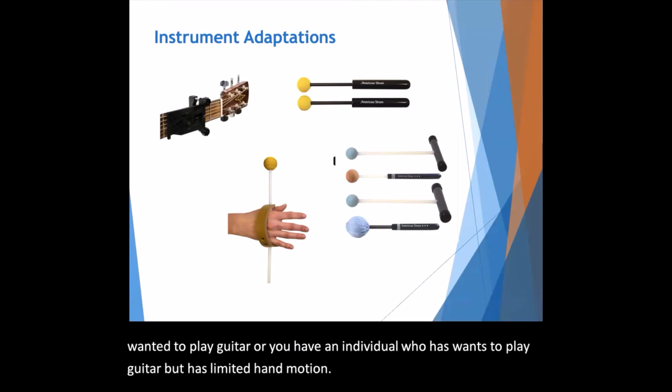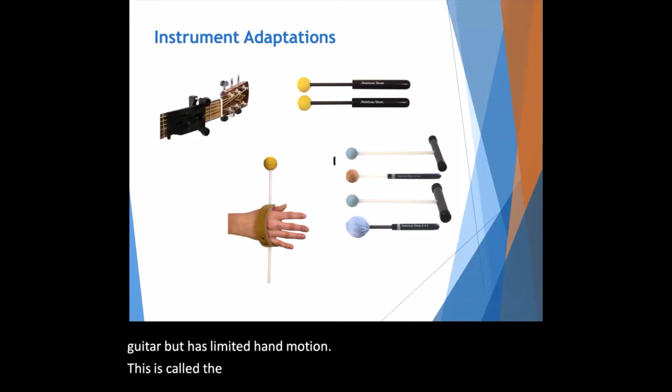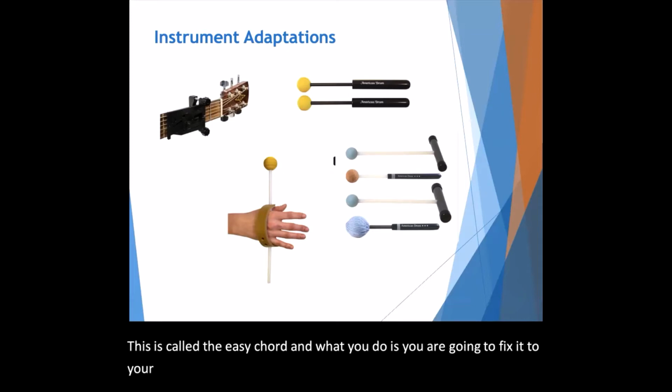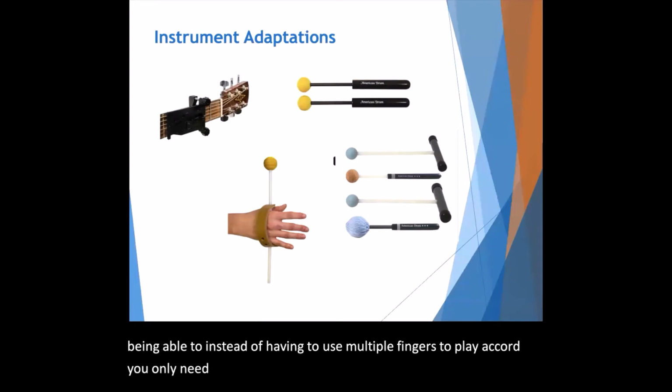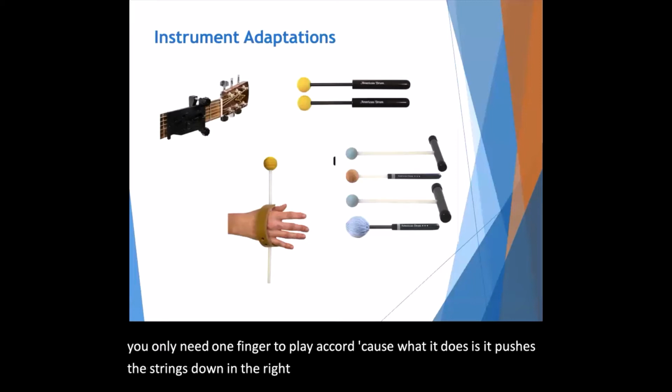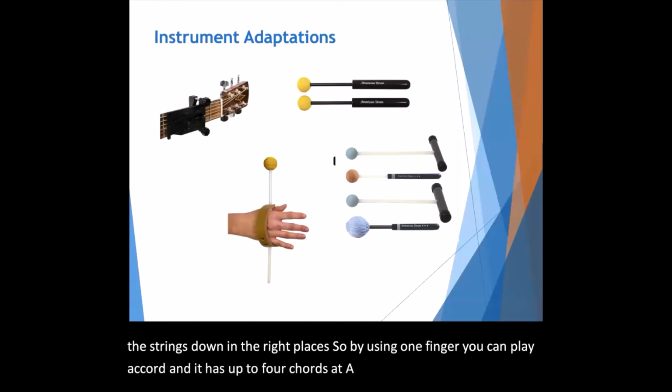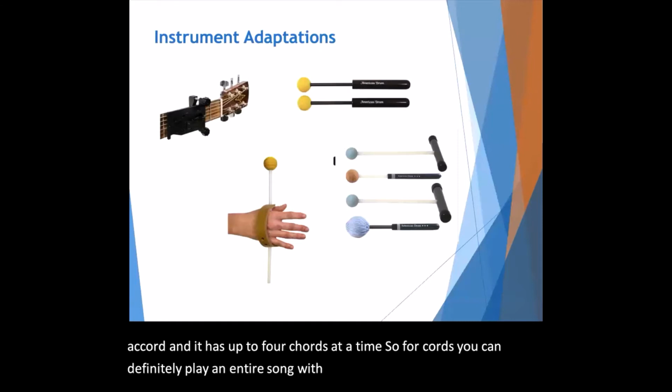This is called the EZ chord. What you do is you fix it to your guitar, and there's directions for that, of course. Then instead of having to use multiple fingers to play a chord, you only need one finger to play a chord, because what it does is it pushes the strings down in the right places. So by using one finger, you can play a chord, and it has up to 4 chords at a time. So 4 chords, you can definitely play an entire song with this. So that's a pretty neat adaptation.